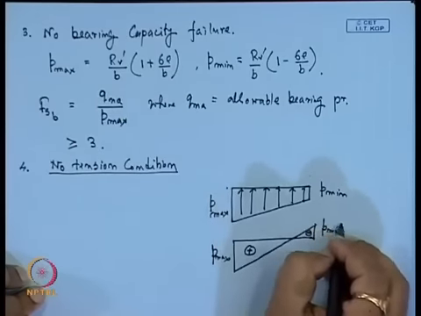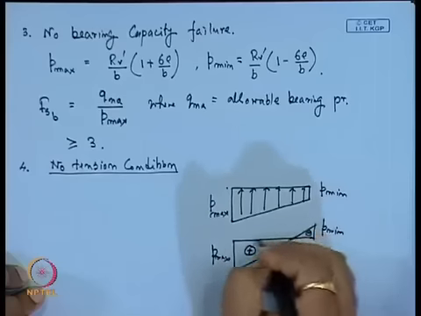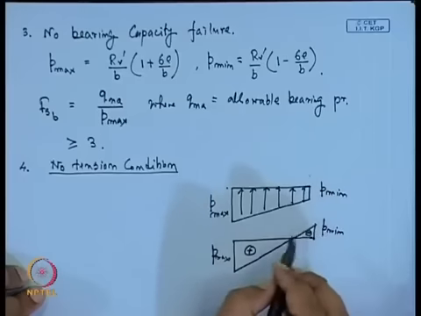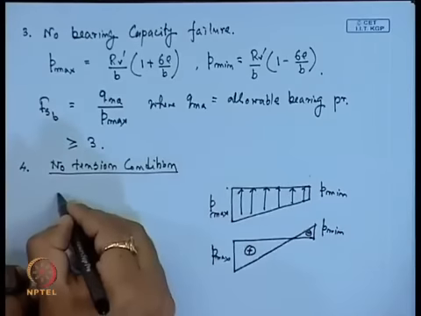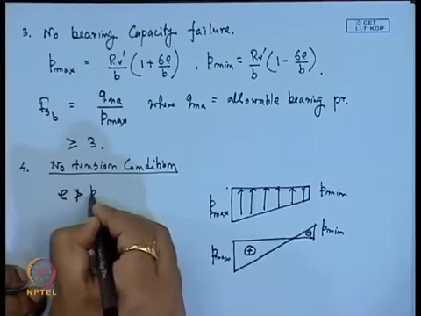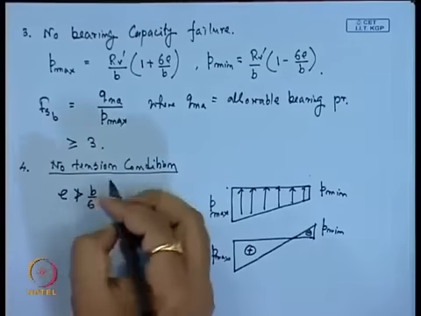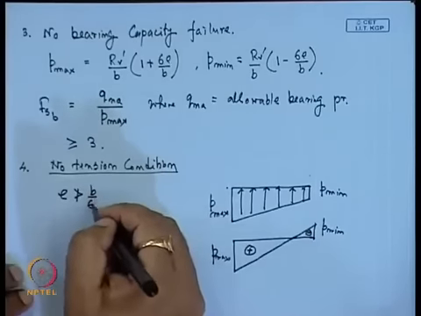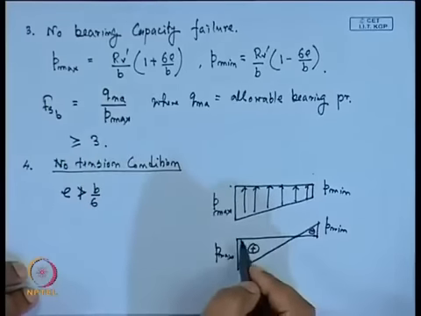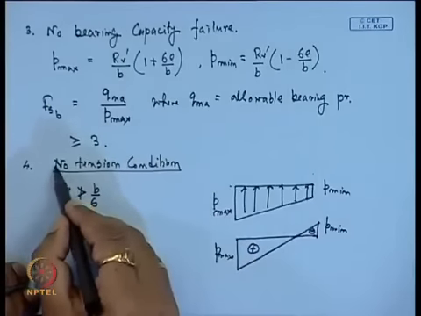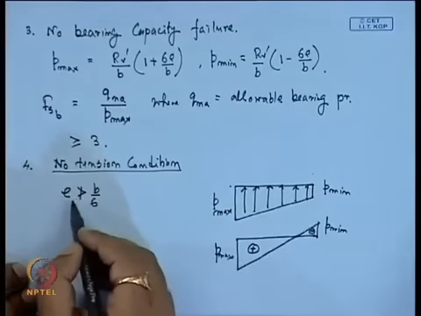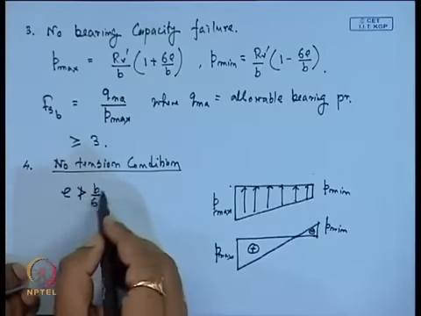So, we have to avoid this no tension condition. If this type of situation arises, then you have to avoid the tension condition, and the no tension condition occurs if E is greater than or equal to B by 6. If E is less than B by 6, then we have to redesign the dimension of the retaining wall to avoid the tension developed in the base of the retaining wall. So, for the no tension condition, E should be greater than or equal to B by 6.